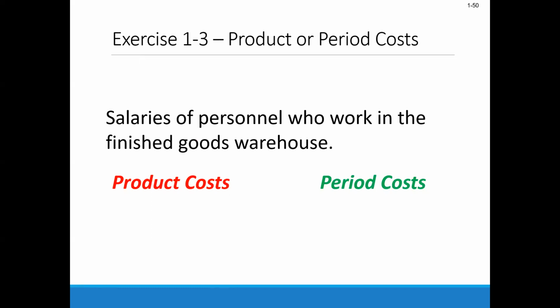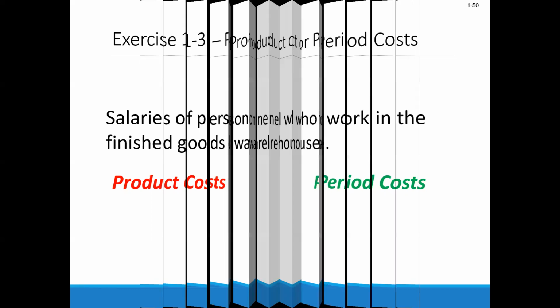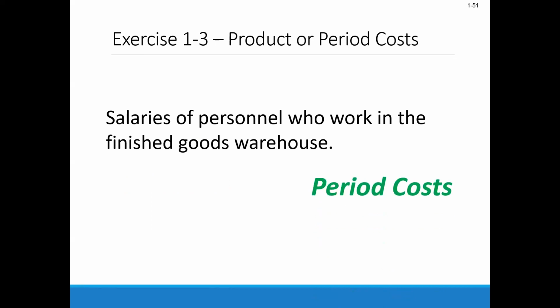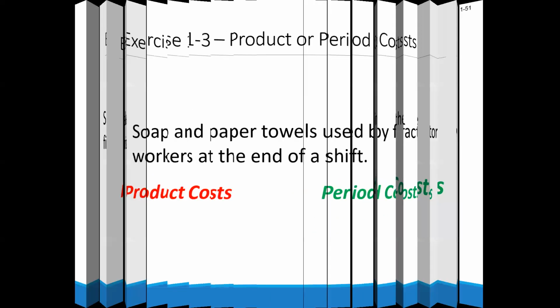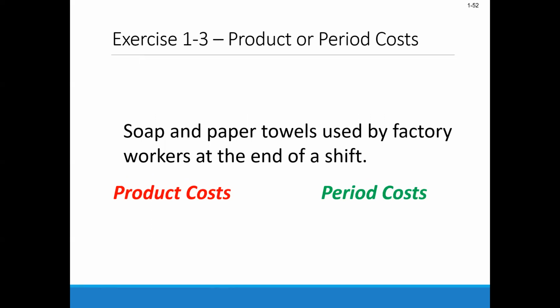Salary of personnel who work in the finished goods warehouse. Product. Oh, I was wrong. The goods are already done, so the product is done. I'm sorry, guys. So period cost, sorry. Soap and paper towels used by factory workers at the end of a shift. Product.